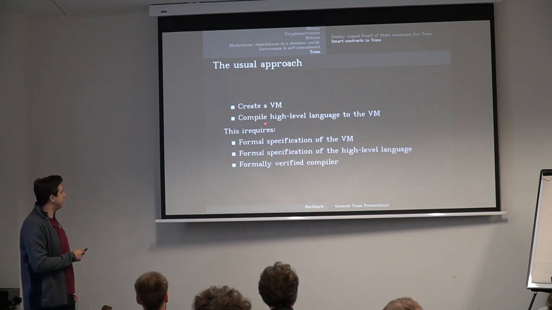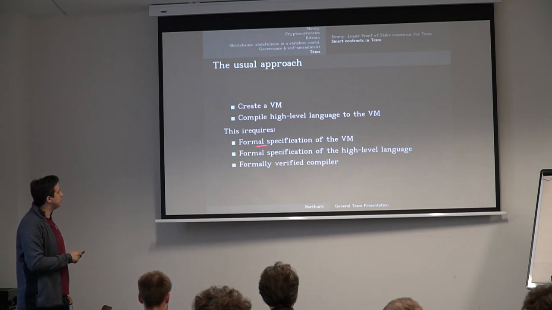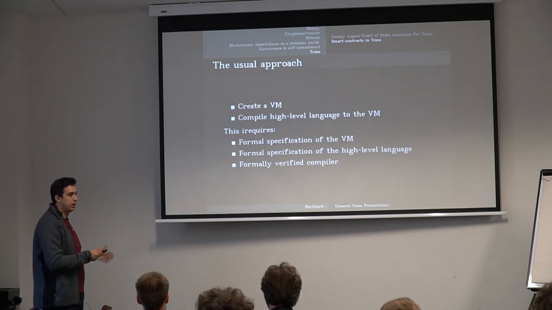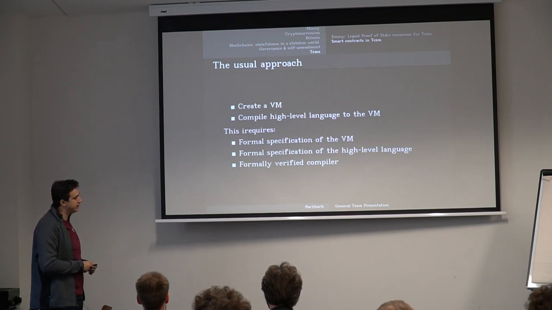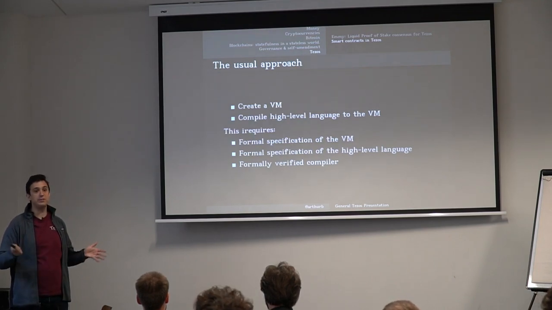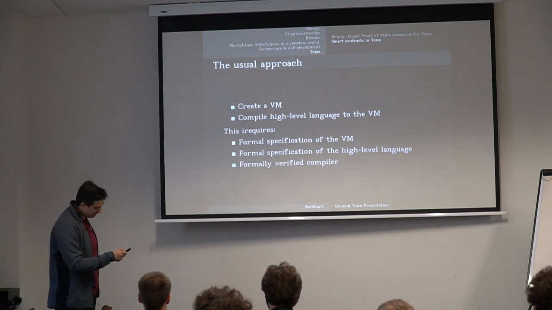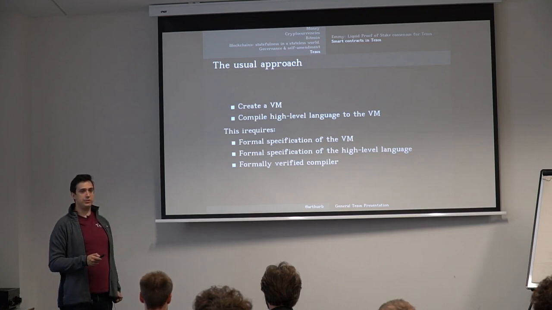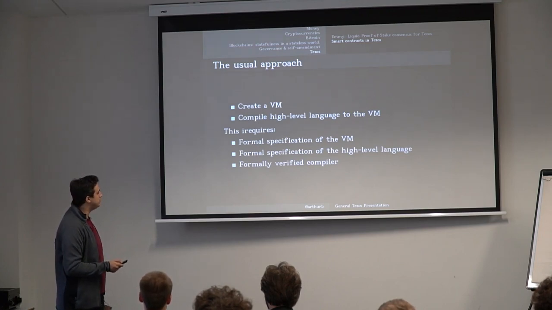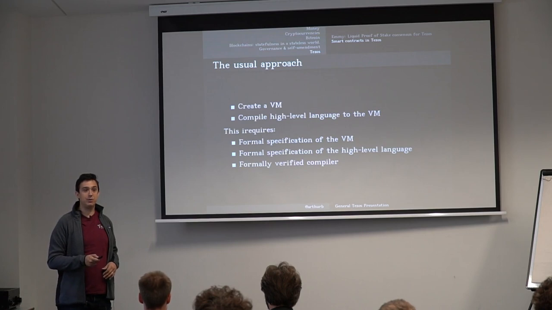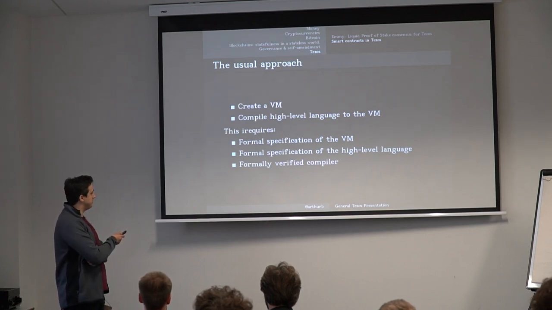The downside of this is that if you want to really understand what you're doing, you need, first of all, a formal specification of the VM. That's not so hard to get. But you also need a formal specification of the high-level language, and then you need a formally verified compiler to make sure that when you write a contract, you're going to get what you expect. And the reason for that is these contracts can hold hundreds of millions of dollars, and so the cost of bugs for these contracts is very, very high. And it's not just that if you have a bug, you fix your compiler and do a new build. You can't really change smart contracts when they're deployed. So the cost of errors is enormous.